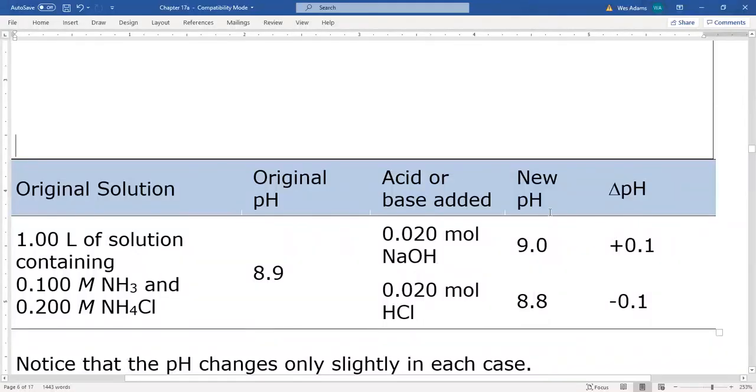So looking at the summary, you can see the original pH of the buffer. We did one more decimal place on our work, but 8.9. If I add base, it goes up just a little bit, more or less a tenth, to about a pH of 9. With HCl, it goes down about a tenth to 8.8. But notice that it only varies slightly in each case and doesn't change as much as you might think that it would. And that's the whole point of the buffer.